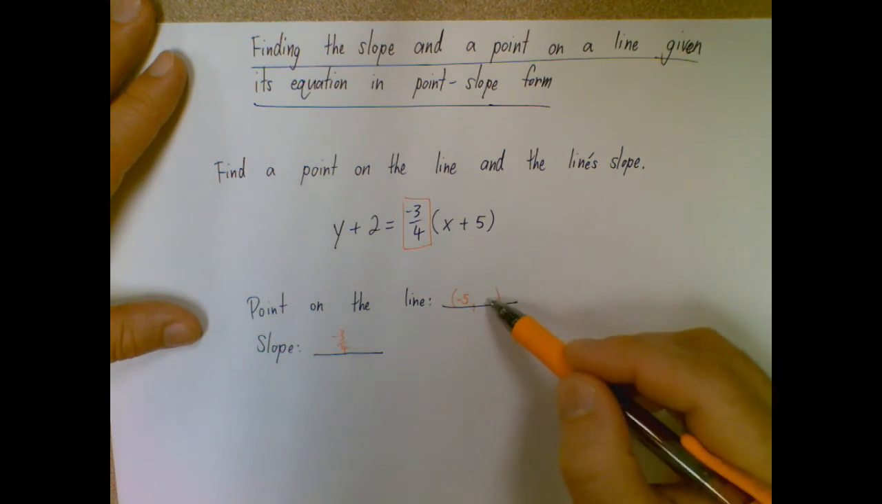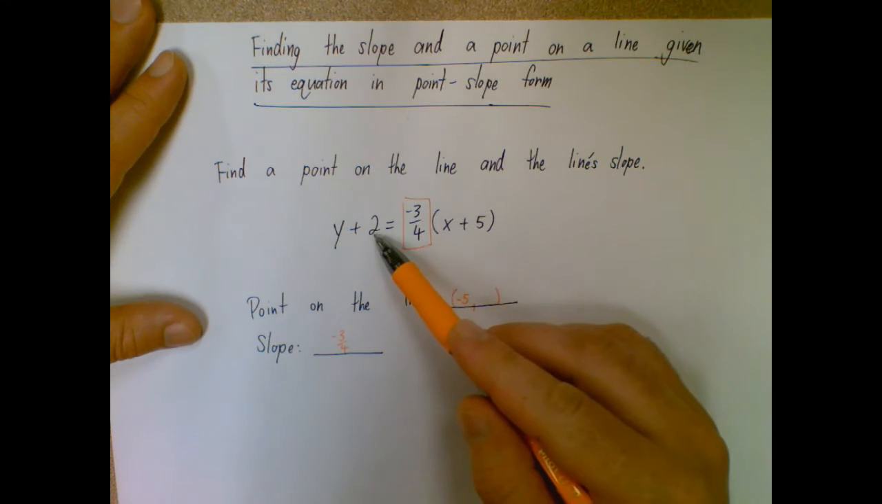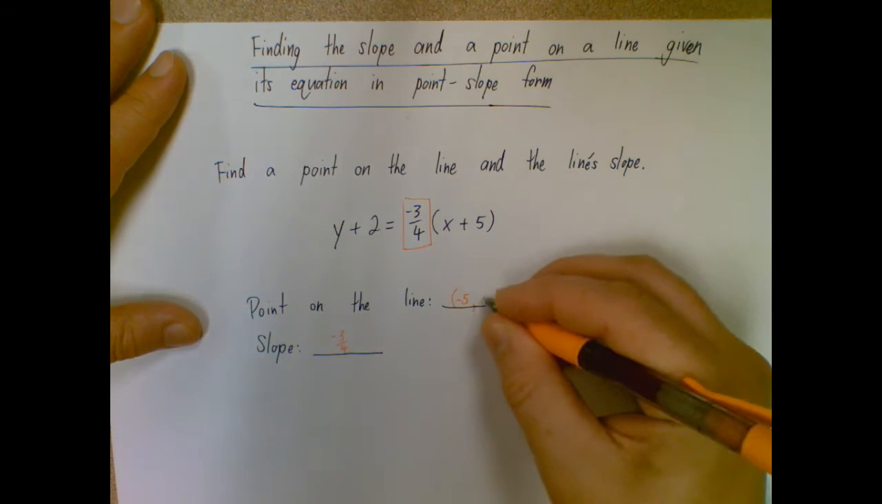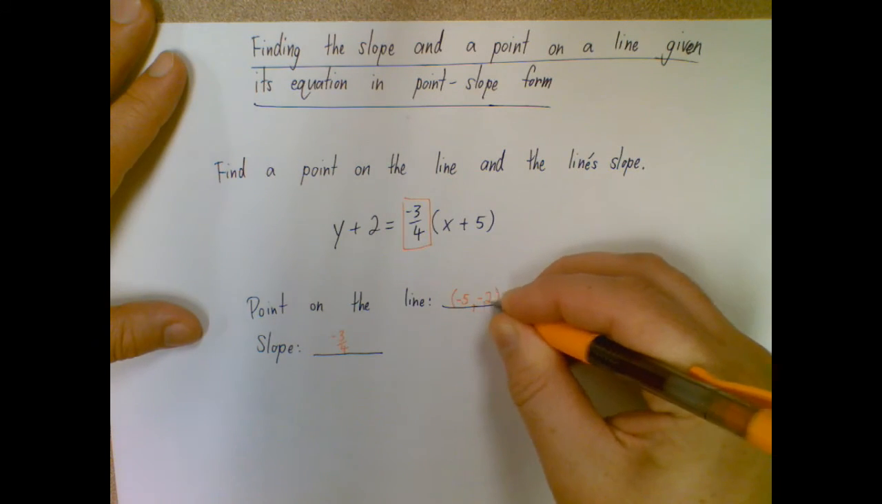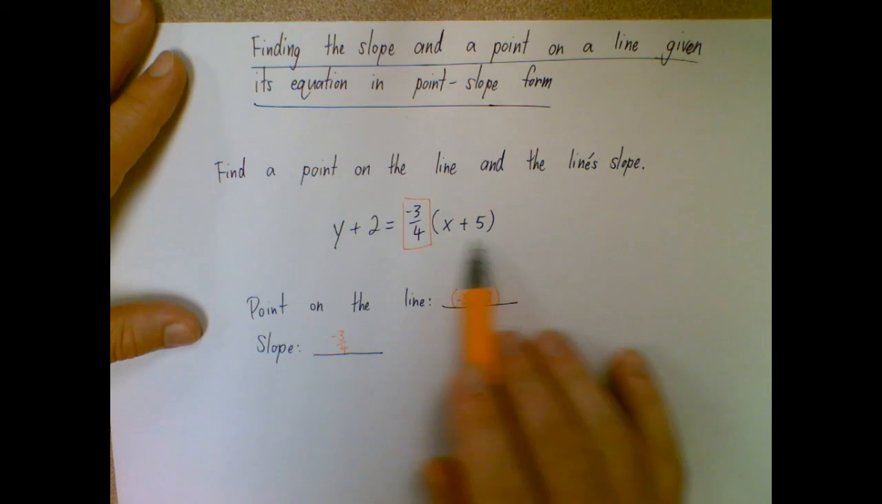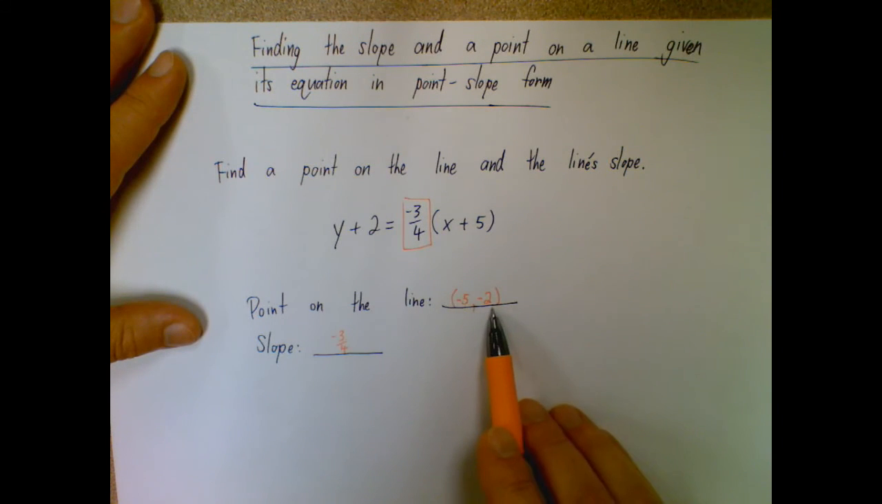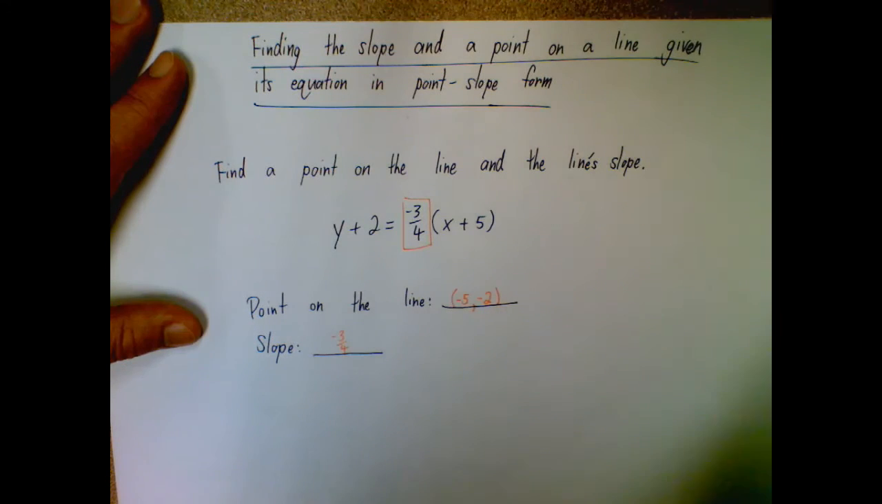And then for my second one, as you probably guessed, I'm going to use that 2, because it's the only one I haven't used yet. But it's also going to have its sign flipped. So instead of positive 2, it's going to be negative 2. So the point on this line is going to be negative 5, negative 2, and a slope of negative 3/4.